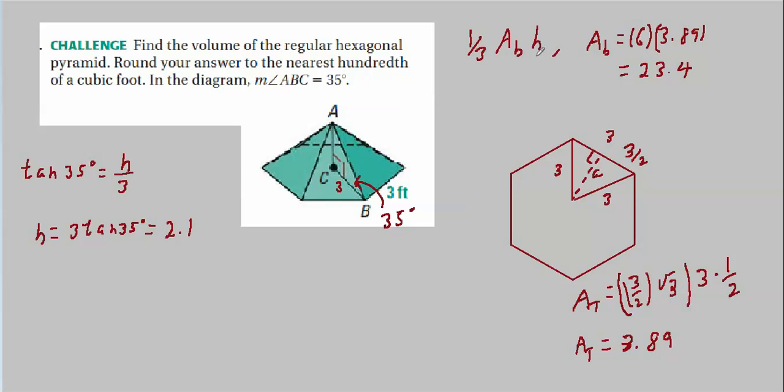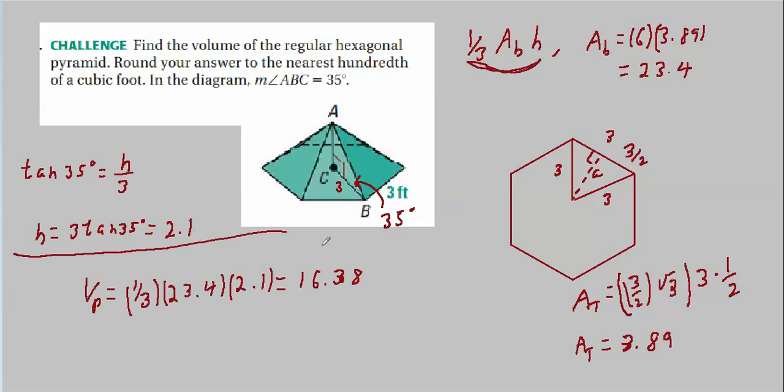Well, looks like I got everything I need, right? We got the area of the base. Now we've got the height. If we use the formula for the pyramid, hopefully we'll get the right answer here. Let's take a look. Now, if we do all this, I get 16.38. And that is, in fact, the volume for this pyramid.